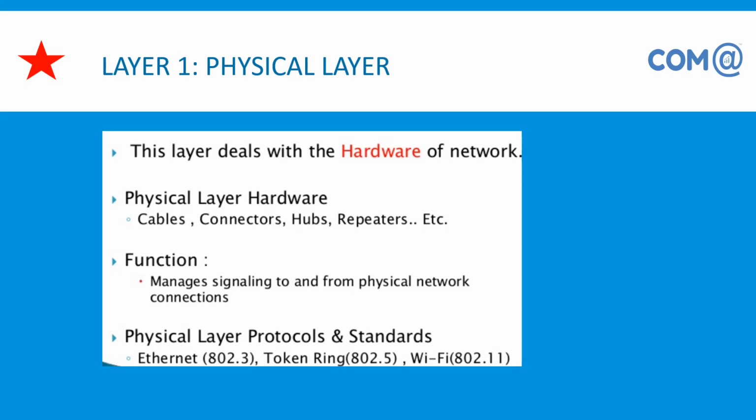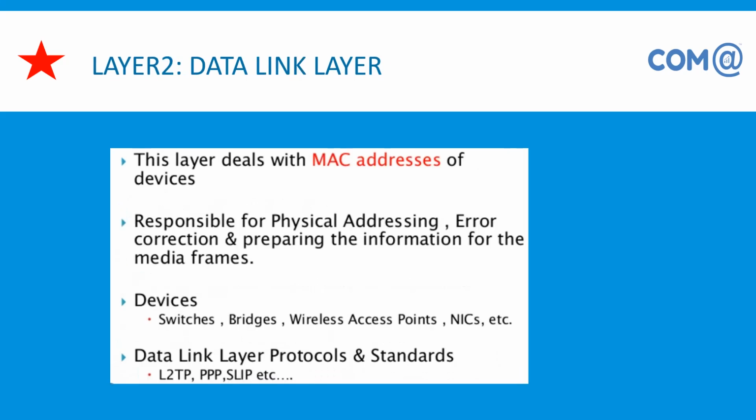This layer deals with the hardware of the network, where the physical communication between the systems or the networks happens, and the data is transferred in the form of signals. Devices used are cables, connectors, hubs, and repeaters, and protocols mainly used are Ethernet 802.3 and the token ring protocol. Nowadays, we are also using the Wi-Fi protocol.